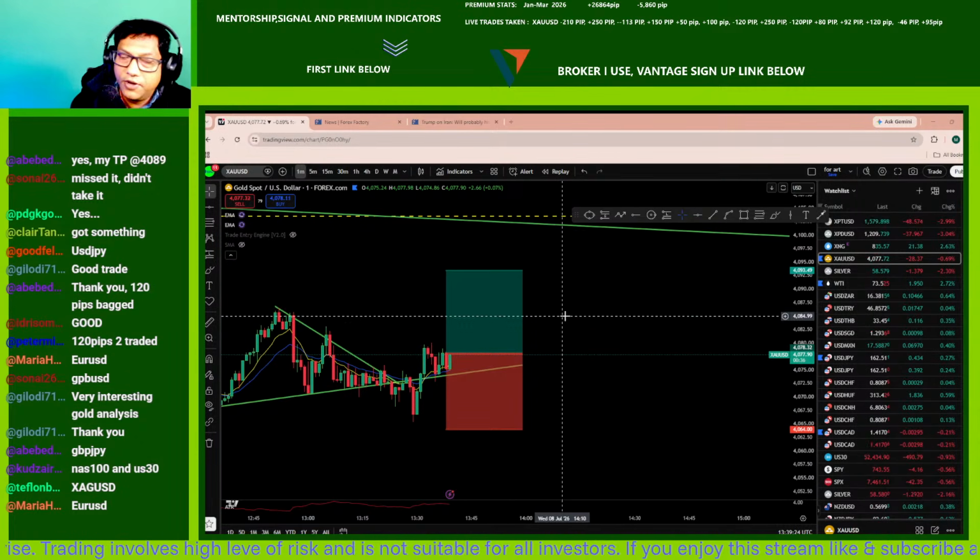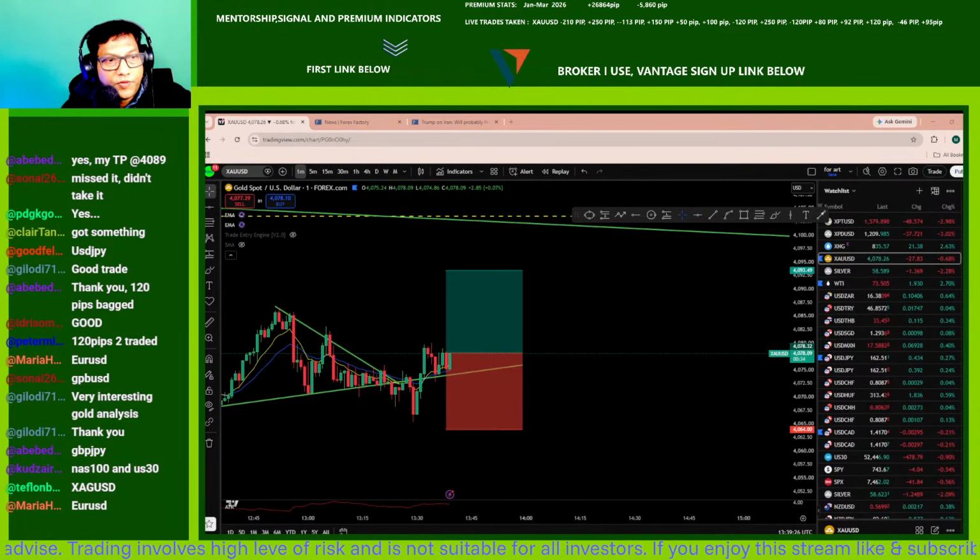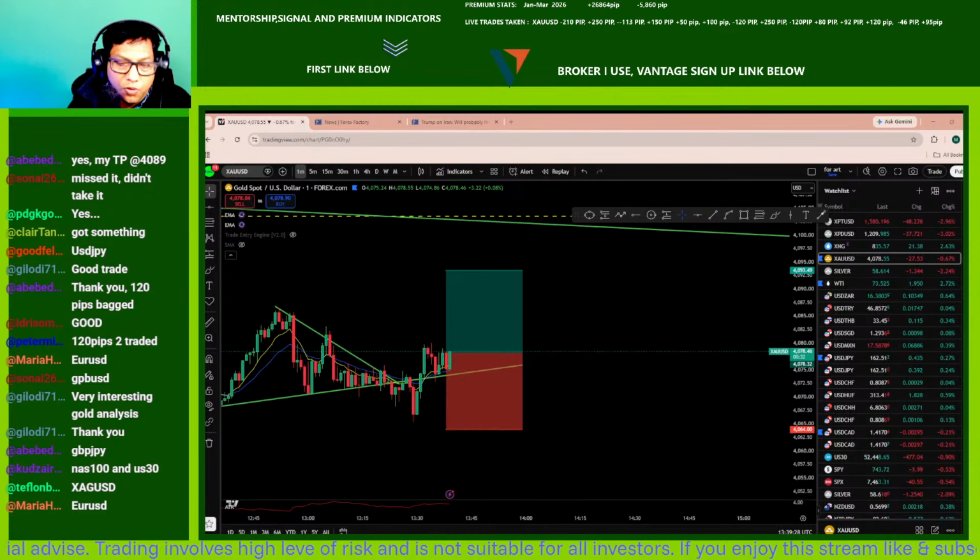So I open another buy trade here after the previous session's successful move, successful close. Here the market is still in an uptrend, and I'm looking here for potentially another move back to the upside.